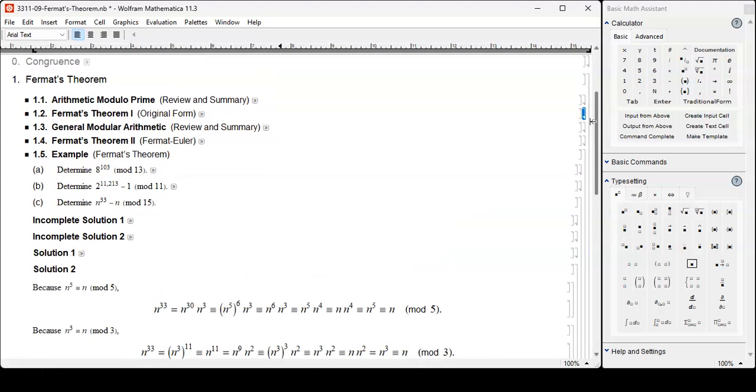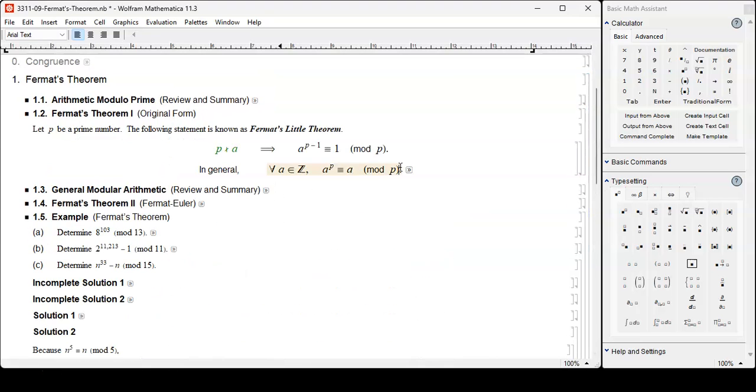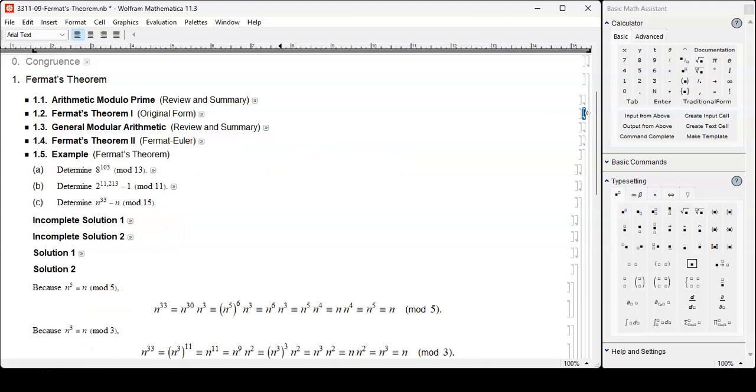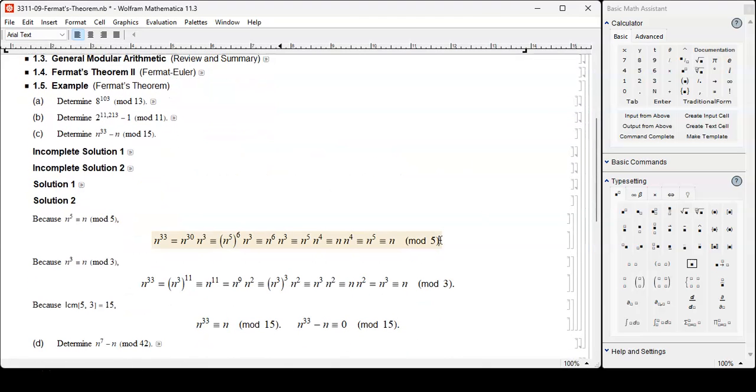Basically what I want is a to the p power is congruent to a, mod p. Okay, for mod 5, a to the 33rd power, and then work out. A to the 30th power is n to the 5th power, and that brings down to n. So that brings down to just n. Alright, now we have 6th power. We got down further.